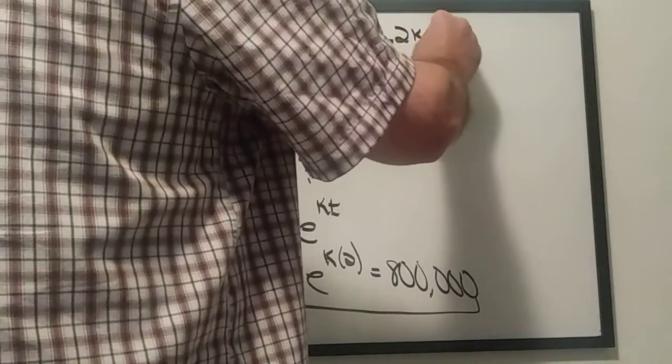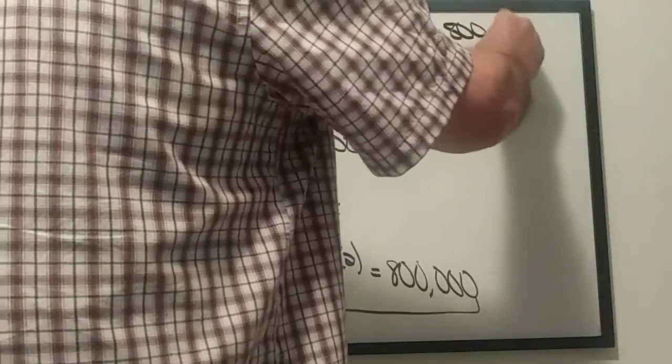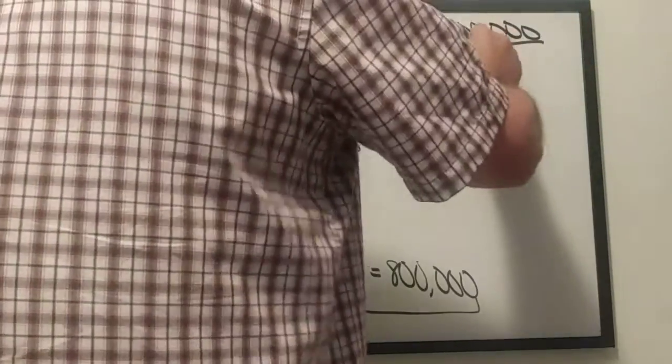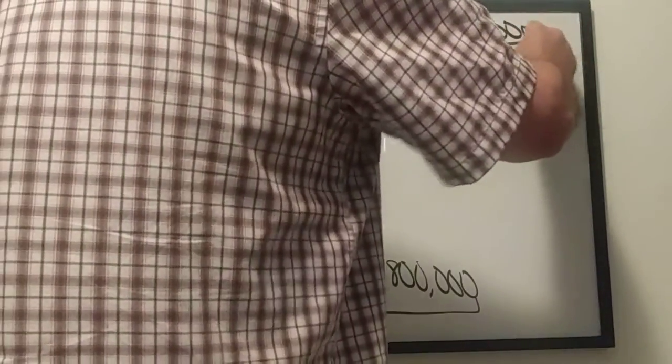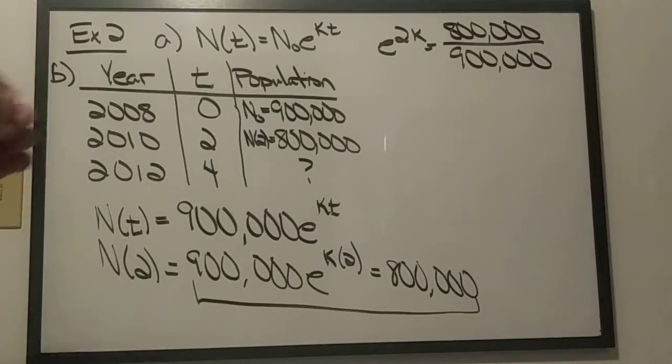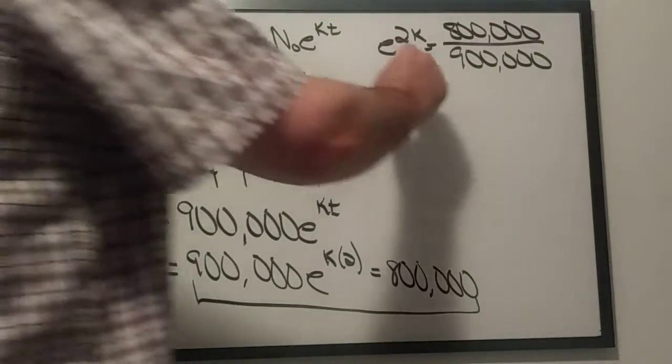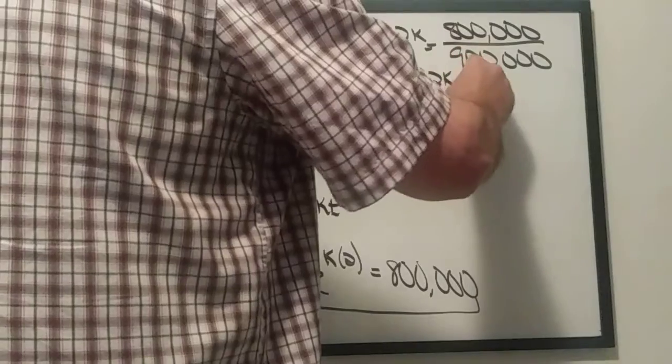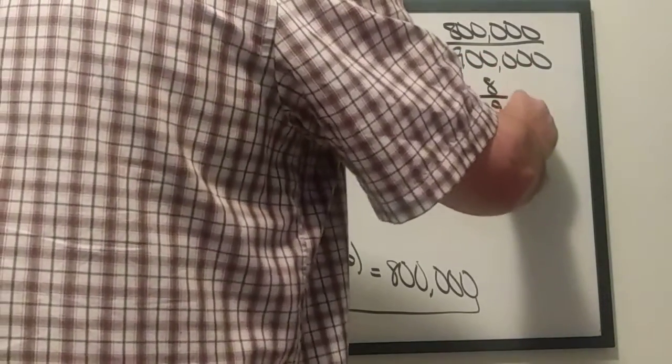That's going to be e to the 2k then is equal to 800,000 divided by 900,000. My right-hand side, though, has all those zeros that I can cancel, so it ends up telling me that e to the 2k is equal to 8 divided by 9.